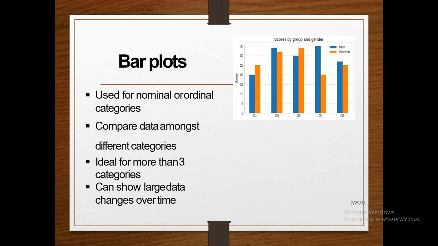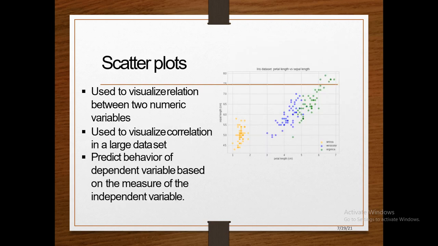Next is bar plot, where you have to compare the data. That time you are going to use bar plot. It is for nominal or ordinal categories. It will compare data amongst different categories. For example here, men and women, so they can compare the data groups, like score for women and score for men can be compared here. It is ideal for more than 3 categories and it can show large data changes over time. So that is called a bar plot.